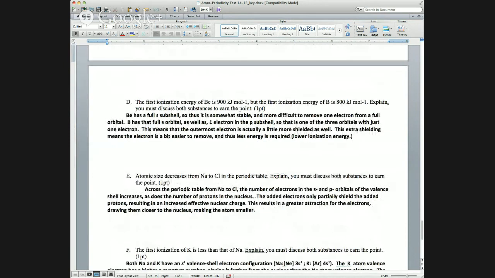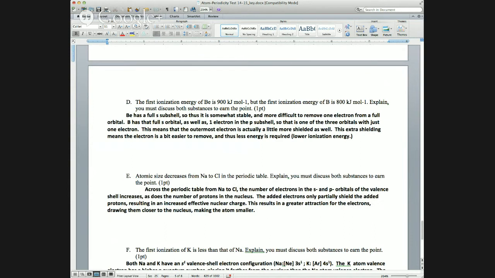D. The first ionization energy of beryllium is 900 kilojoules per mole, but the first ionization energy of boron is 800 kilojoules per mole. Explain. You must discuss both substances during the point. Good. Okay. So beryllium and boron.